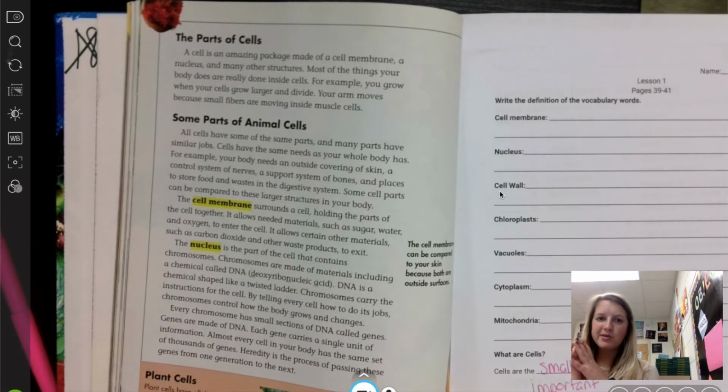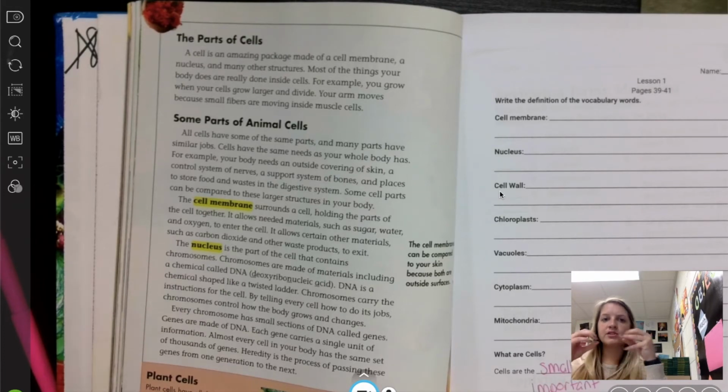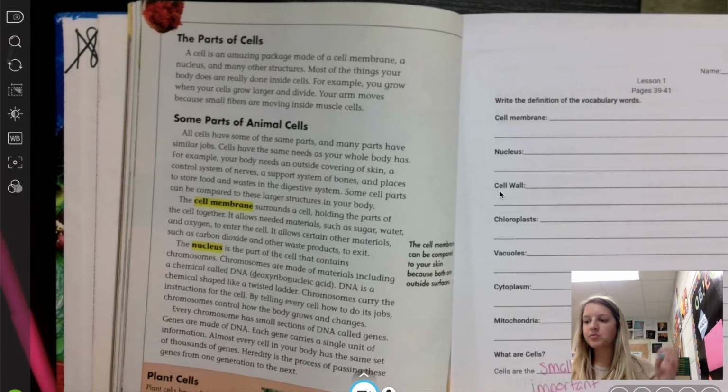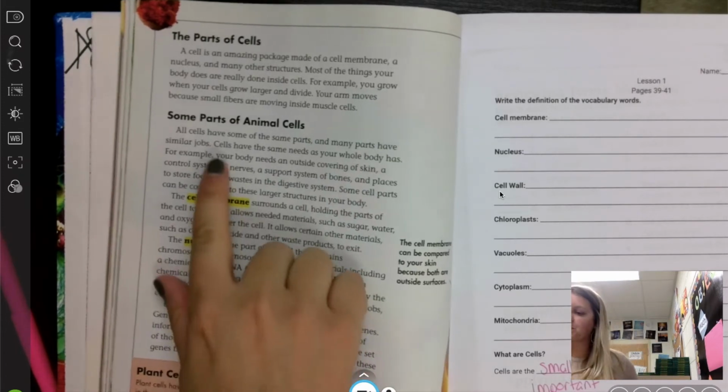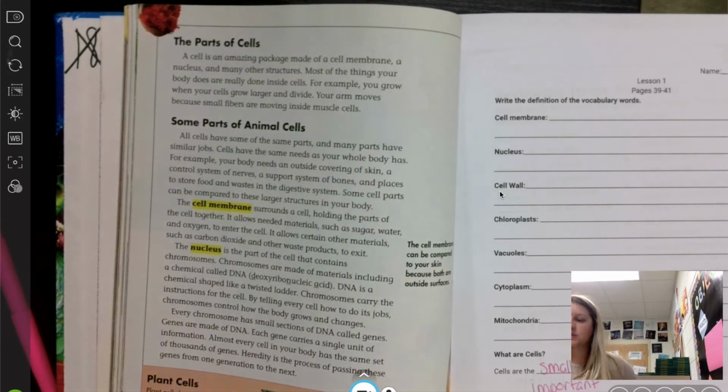So as a small baby, you've got super, super tiny cells. And then what happens is you grow, they're growing larger and then they divide and there just becomes more and more of them as your body continues to grow. All cells have some of the same parts, and many parts have similar jobs. Cells have the same needs as your body has.